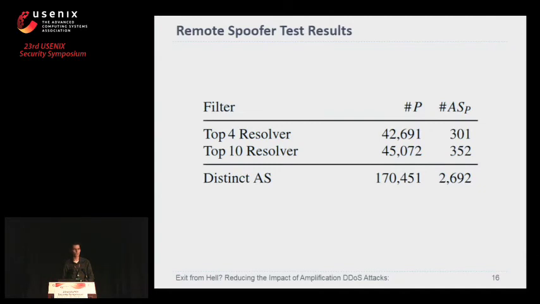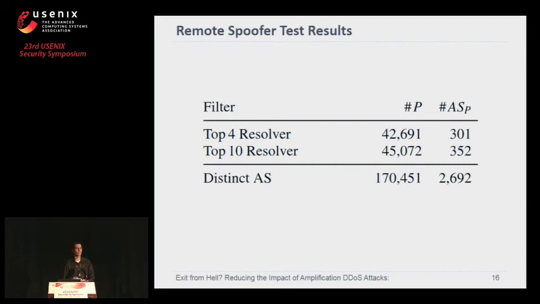And if you only focus on the replies that we got from the top four resolvers, which are two from Google DNS and two from OpenDNS, you can see that there are at least 300 different autonomous systems that allow for IP address spoofing. If you focus on the top 10 resolvers, that is, you also have some AOL resolvers in the data set, you already find 350 autonomous systems that support IP address spoofing.